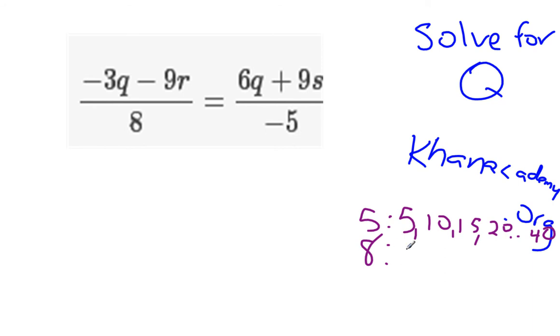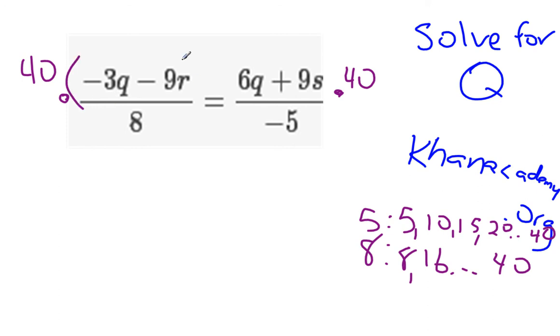Foreshadowing. Our multiples of 8 are 8, 16, so on, so on, so on, and 40. Hey, look, they have something in common: 40. So we're going to multiply both sides by 40. And what this lets us do is now we can say this is going to be 40 times all of this mess.